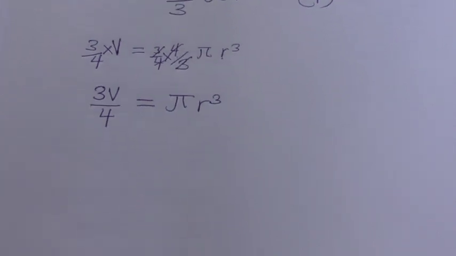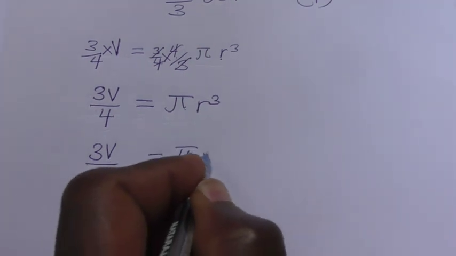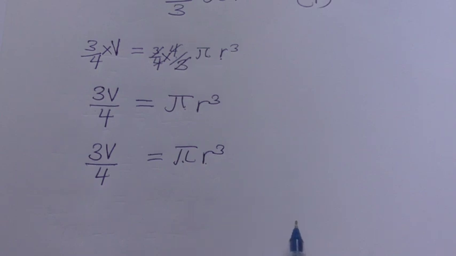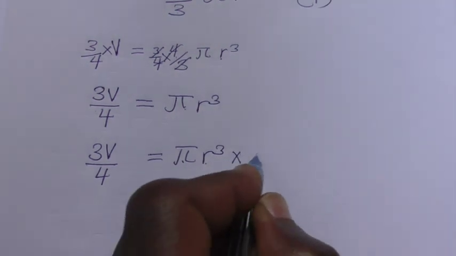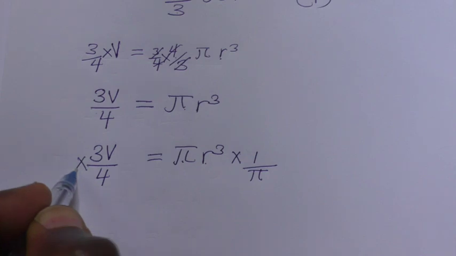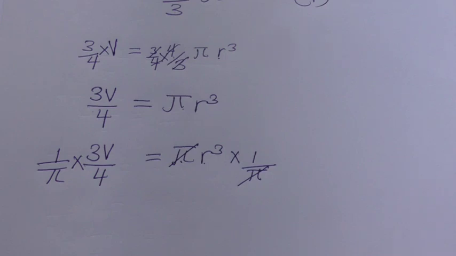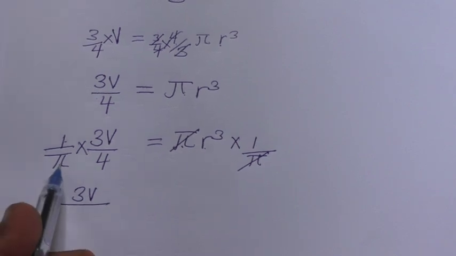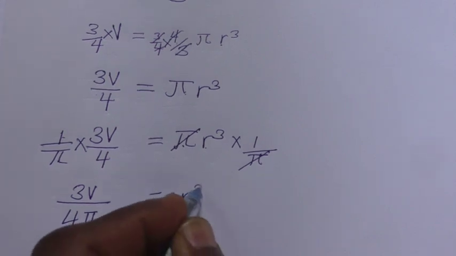Then our next step will be taking pi to the other side. So we have 3V over 4 equaling pi r cubed. Since pi is multiplying r cubed, multiplication goes with division. So we can even say times 1 over pi, times 1 over pi, so this one cancels with that. And therefore 1 times this remains 3V, and pi times 4 will give us 4 pi. So that gives us r cubed.